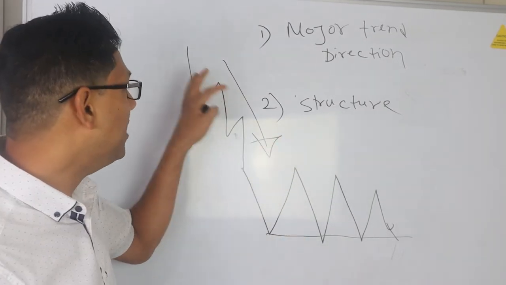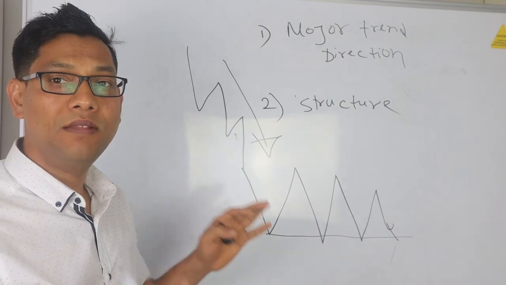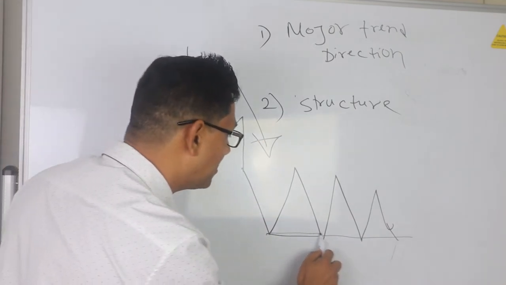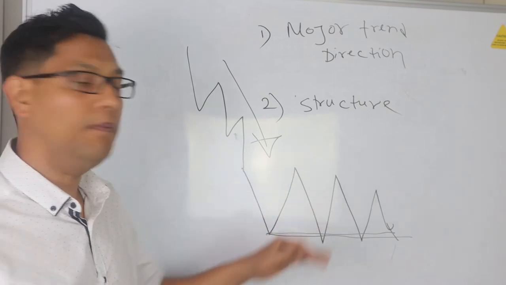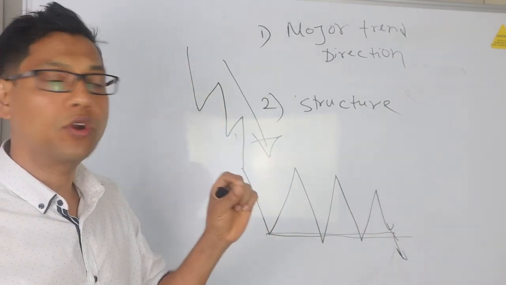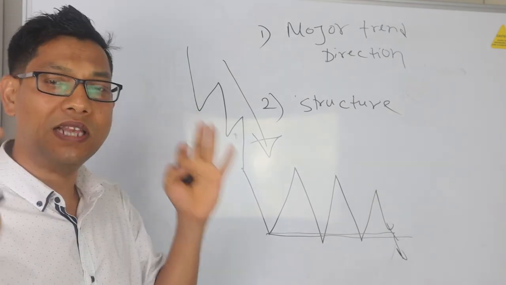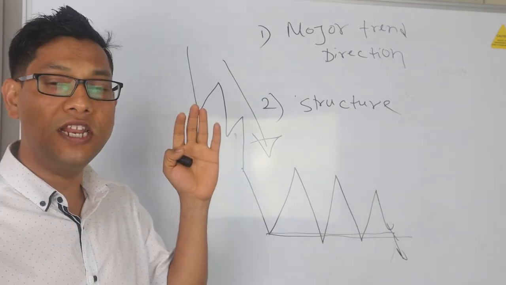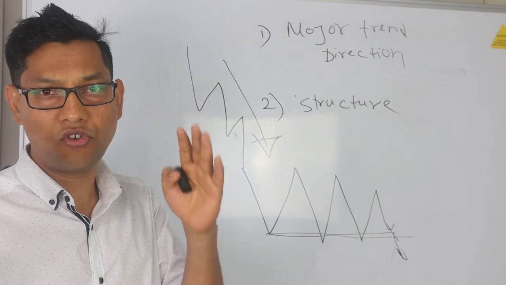When you see the major direction of the trend is down, that means it is highly likely that this level of support will be broken to the downside. Okay, this is one important key point. The price is always likely to break in the direction of the major trend.